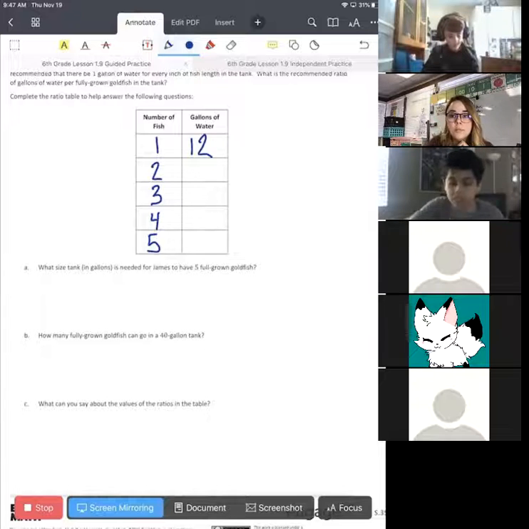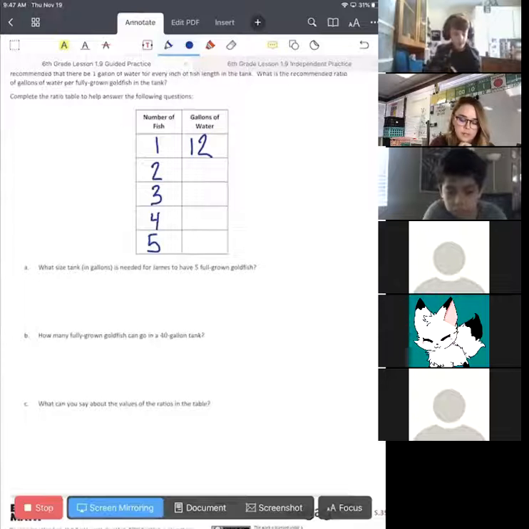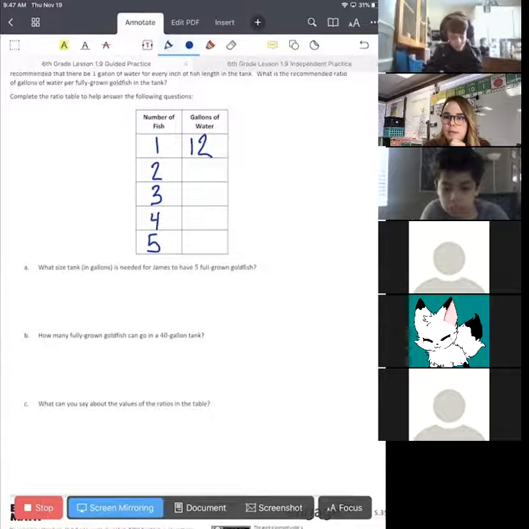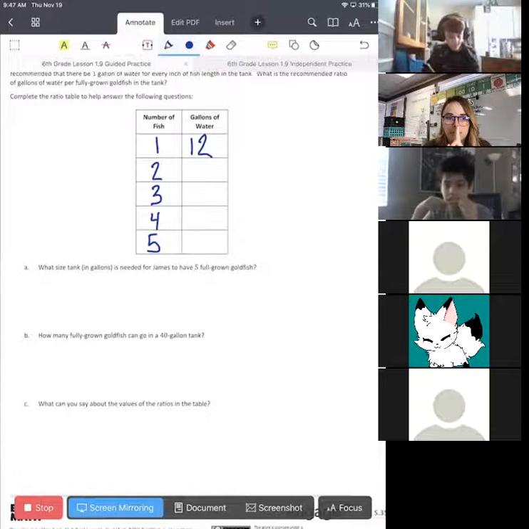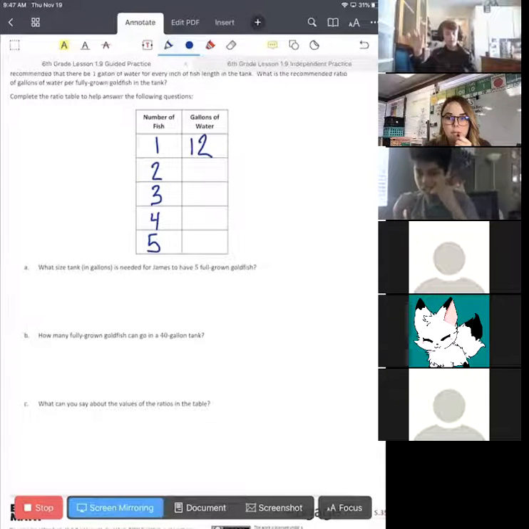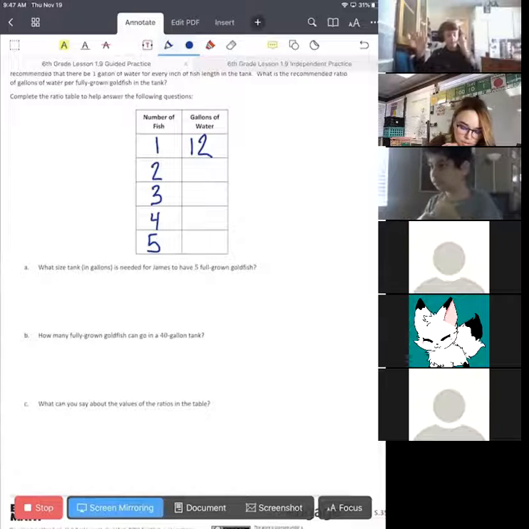All right, since we are almost out of time, let's start looking at this. So who can tell me if we have 2 fish, how many gallons of water are we going to need? For 2 fish, how many gallons do we need? Yes, Aiden, you need to answer the question for C, just like we did for C before. I just didn't write it down because we had a lot of answers. Thank you, Adrian. We need 24 gallons of water.